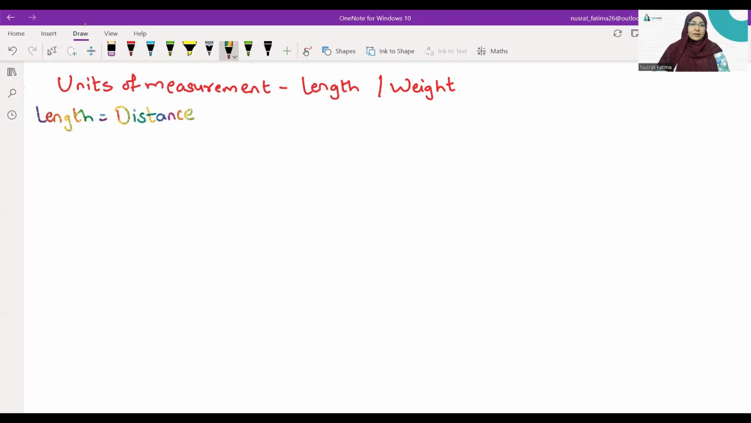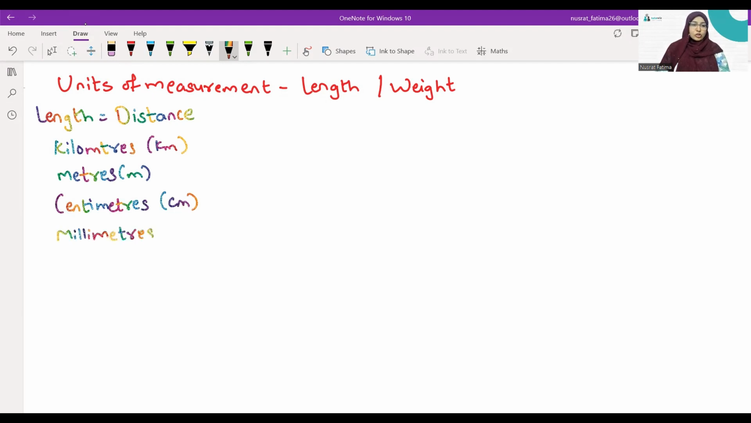We measure length in kilometers. We also write kilometers as km. Meters, centimeters, which can also be written as cm, and millimeters, which can also be written as mm. These are arranged from largest to the smallest.